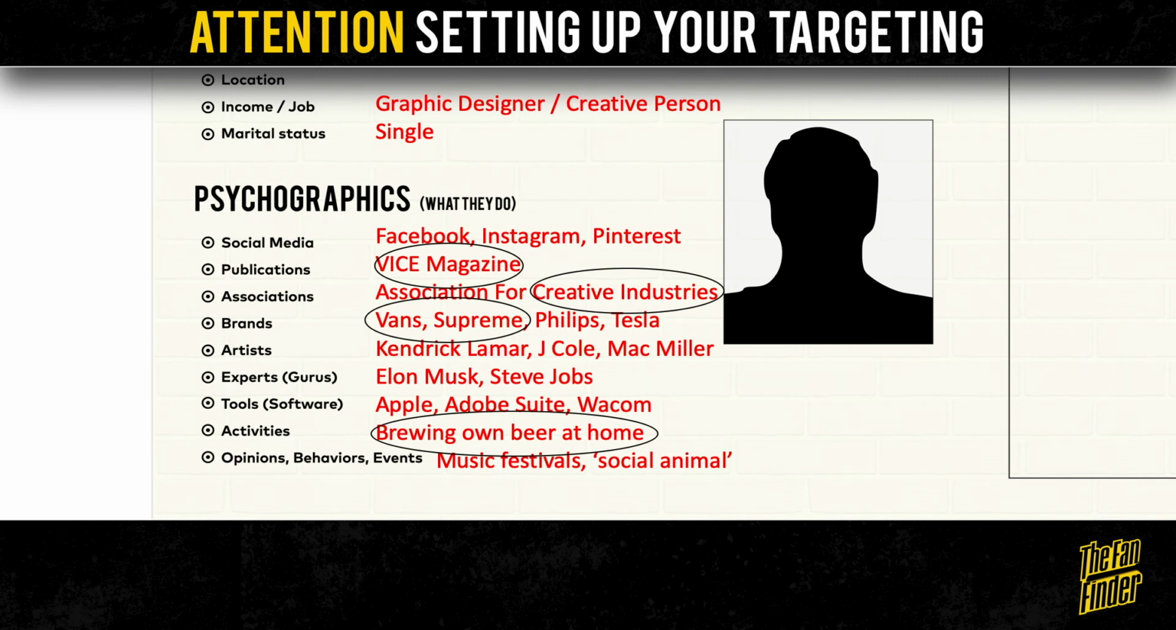I see, Vice magazine is nice. That Vice is kind of provocative, so that's kind of in correlation. We see the creative industries, so you're creative again. Brands, we see Vans, Supreme. We see Elon Musk. We see brewing own beer. It could be, but not too sure about that one.